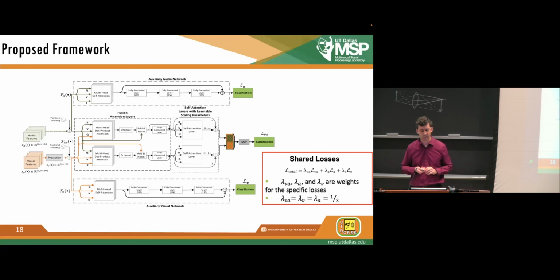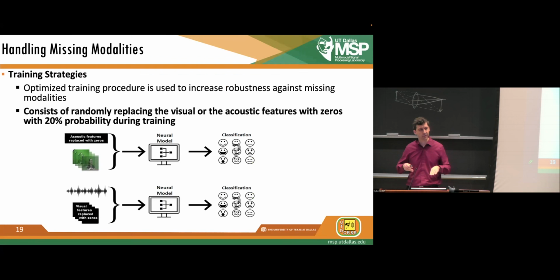The other very important aspect is the way that you train this model. If you assume that all your training data is perfect, your model is not going to be as robust. So what we do is randomly pick data and replace it with zeros, both in the acoustic and the visual modalities, and we present this in batches. So some data is complete, some data is not.